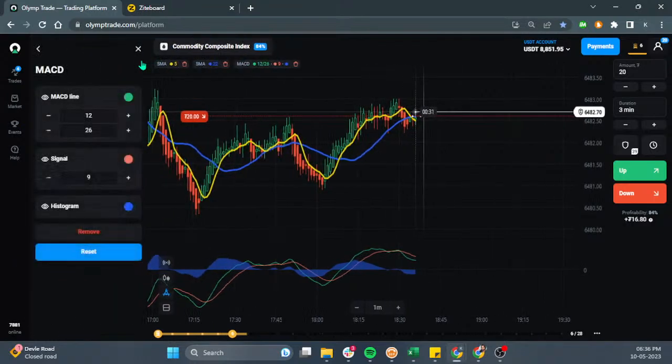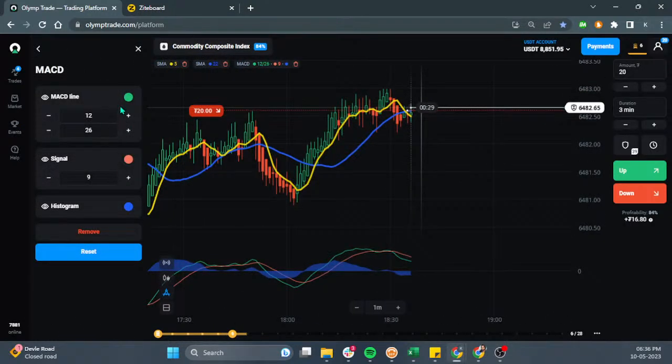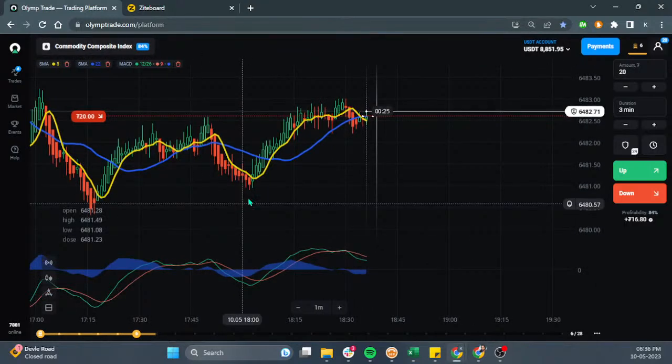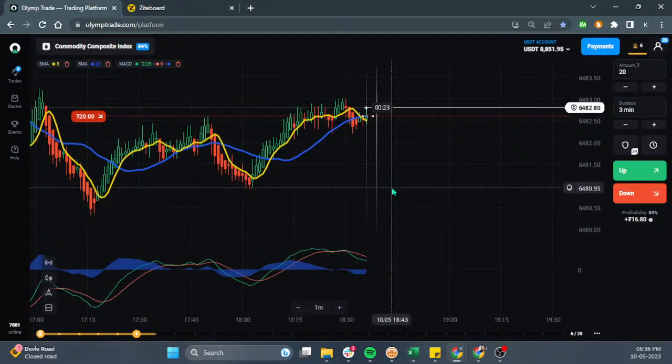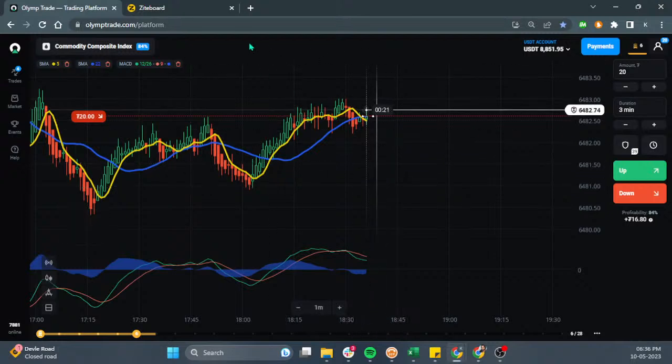So if you can see right now, we have a histogram, we have a signal and a MACD line, which is composed. So now, let's talk about the main thing: how to take trades using horizon strategy. So basically, it's a two-step process. Okay.